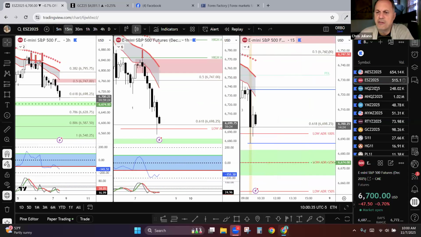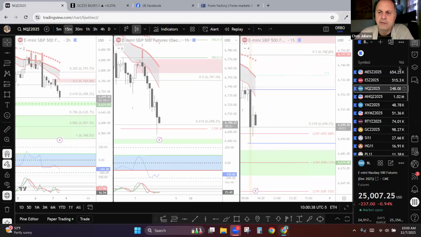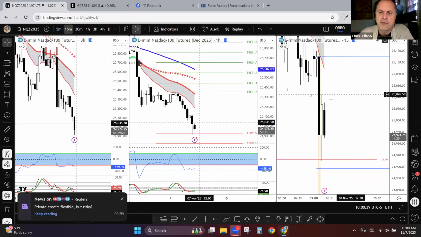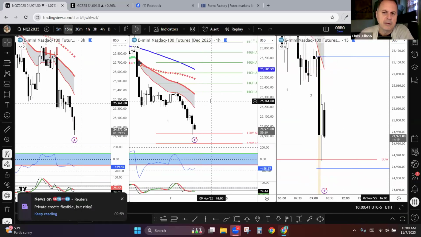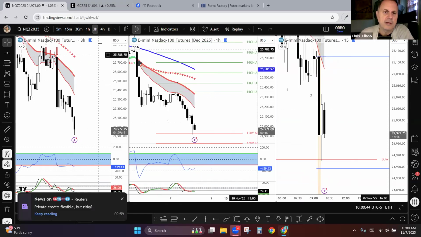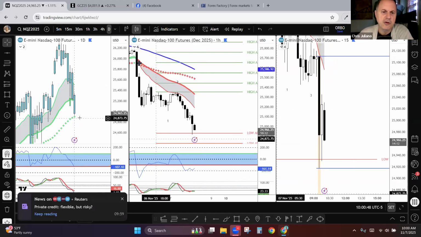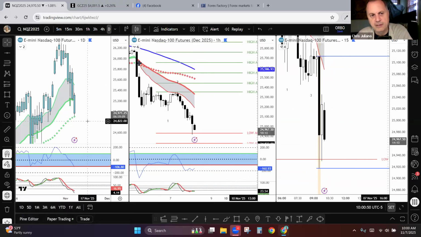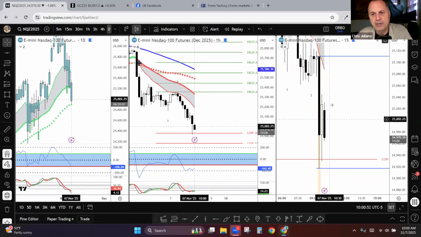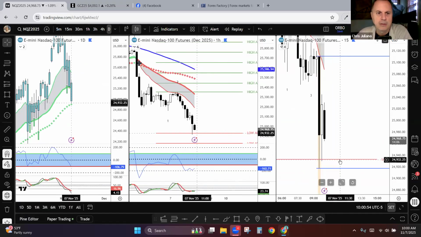Let's take a look. We're on the S&P. What's the NASDAQ doing? Same thing. And the daily chart, look at that. The daily chart is just hitting the 50, so we're getting that little bit of a bounce.